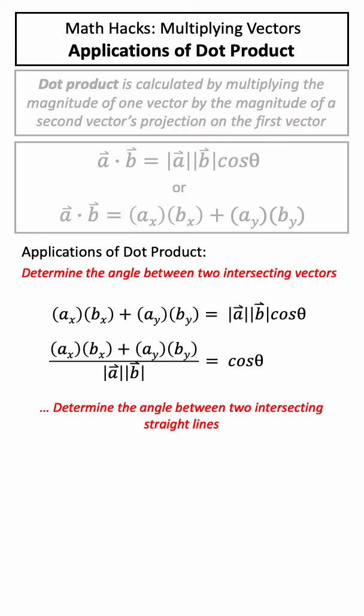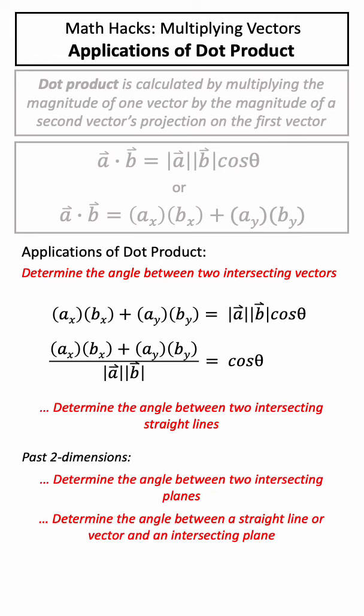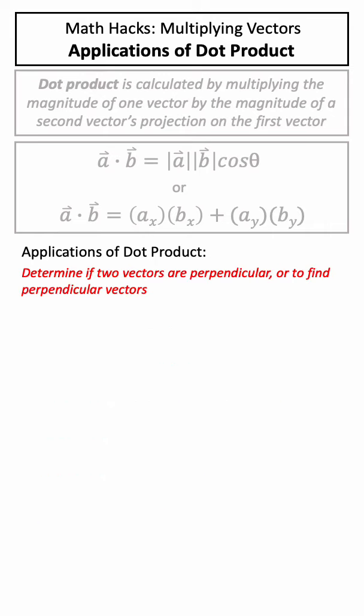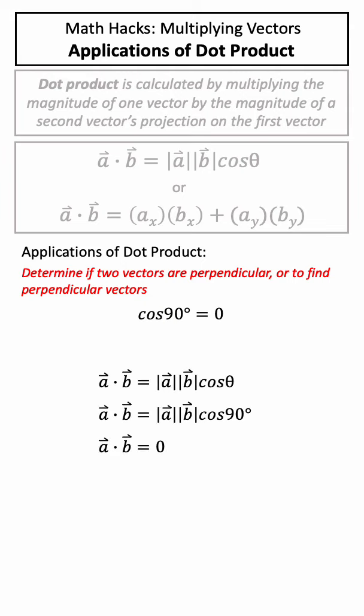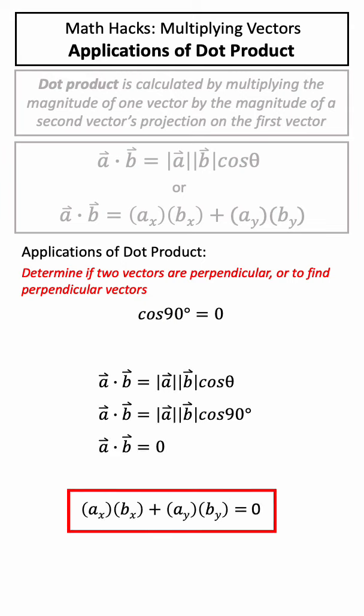This can also be used to solve for the angle between two lines, or in higher dimensions, to determine the angle between vectors or planes. It can also be used to determine if two vectors are perpendicular. Because cosine of 90 degrees is 0, the dot product of perpendicular vectors will always be 0. We can also use this formula to find a perpendicular vector to one we are given.